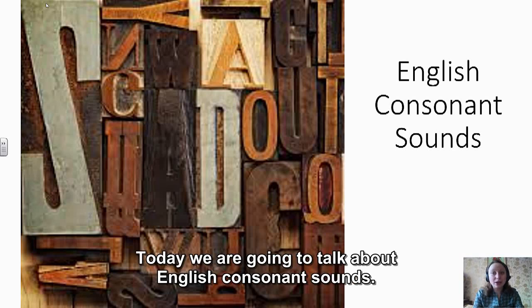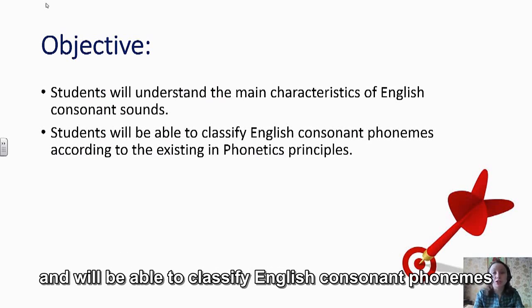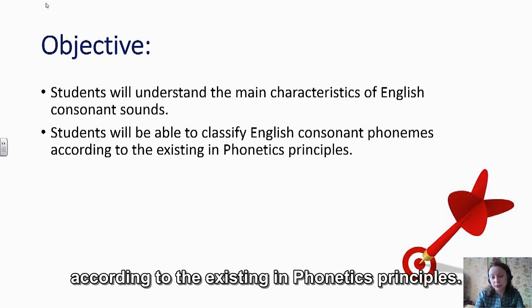Hello, my dear students. Today we are going to talk about English consonant sounds. By the end of this lecture, you will understand the main characteristics of English consonant sounds and will be able to classify English consonant phonemes according to the existing phonetics principles.